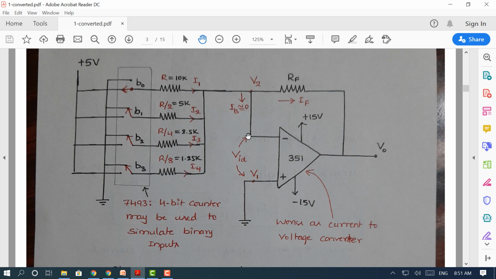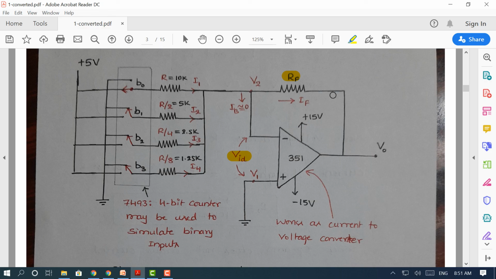The difference voltage applied between the non-inverting and inverting terminals is labeled VID. That's the difference voltage. Now, the op-amp is used in inverting mode. We can see here the feedback resistor RF. And here you can see that we have taken 4-bit binary data as input, B0, B1, B2, B3. These are all switches, so that simulates our digital input.